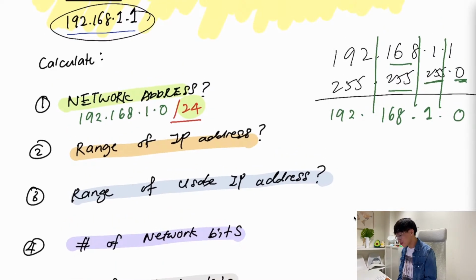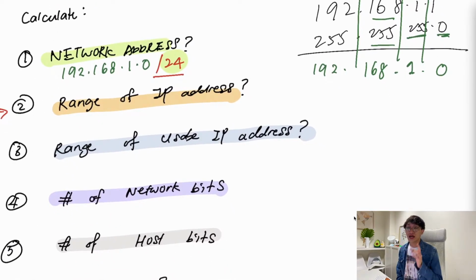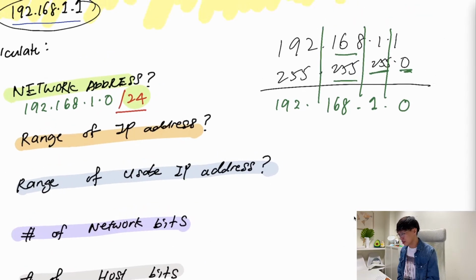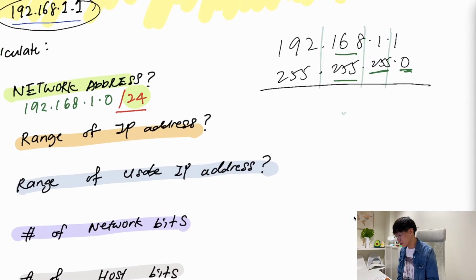Now let's go to the next question. What is the range of IP address? So now we are in question 2 now. What is the range of IP address? Now the range is given by the first address to the last address. So you see how I solve this problem, huh?